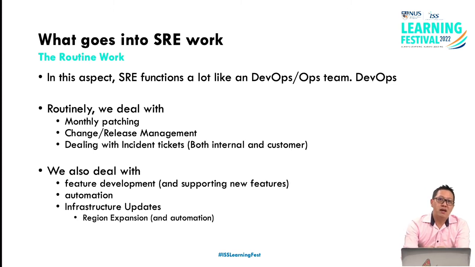In our routine work, we function a lot like a DevOps team. We have to deal with routine tasks like patching. We deal with change and release management. We deal with incident tickets, both internal and external. To elaborate a little, a lot of these tasks are automated, but automation doesn't necessarily mean these functions just trigger off when the time comes. Take patching: obviously, you wouldn't want your production system to suddenly start patching itself without any approvals. So a lot of our SRE work revolves around this, where we sit down and physically execute the change, but we have a back-end automation that deals with how these patches are delivered into our production systems.